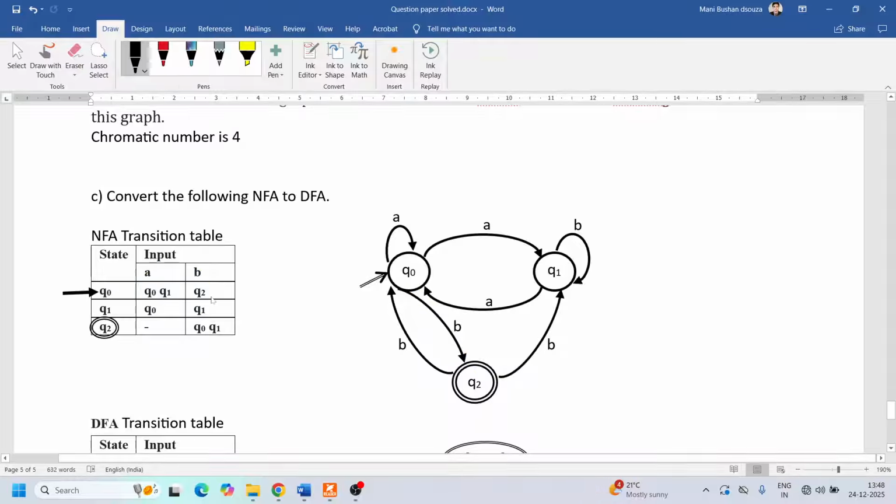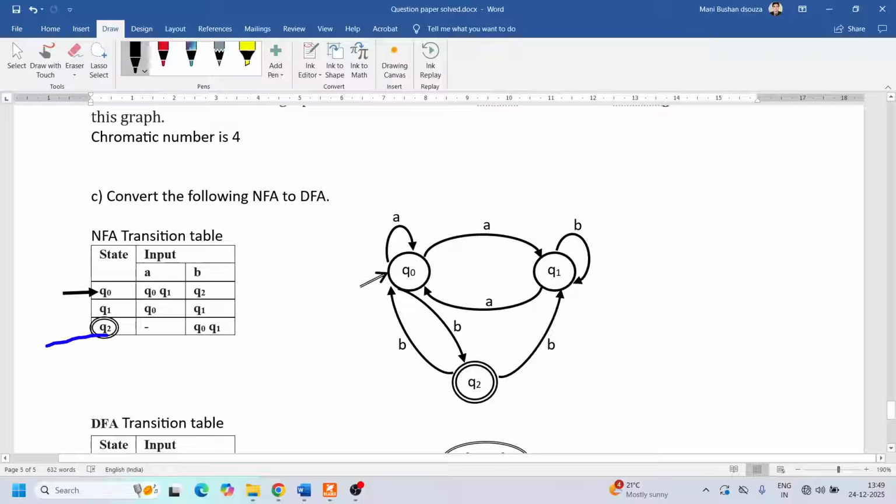Done. Let us look at the Q1 state. Q1 with B, it will come back to Q1 itself. Q1 with A, it will go to Q0. So that is what is shown over here.